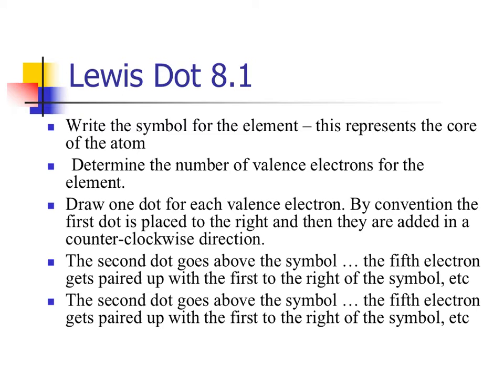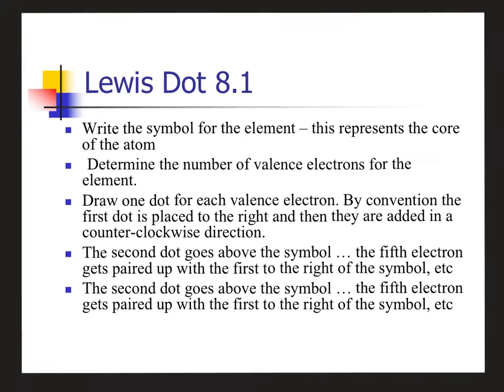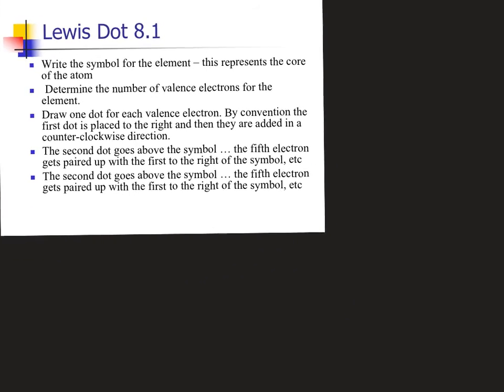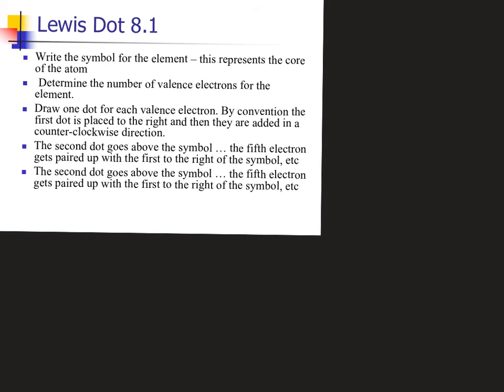Or if you have to, look at a clock, see the direction that the hands are moving, and go opposite of that. The second dot goes above the symbol, and so on and so forth. So we can look at that with a very simple example, maybe carbon. Carbon is in group 14.